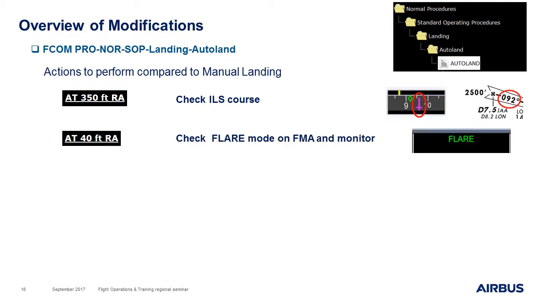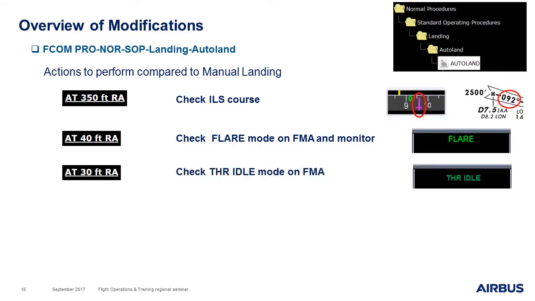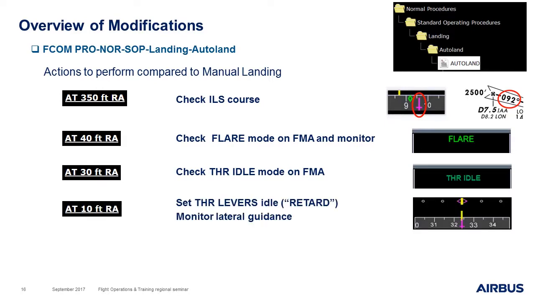At 40 feet radio altimeter, you have to check that the flare mode on the FMA is displayed and to monitor the flare. At 30 feet, check that thrust idle mode is displayed on the FMA. At 10 feet radio altimeter, you have to set the thrust levers to idle at the retard auto callout. In this case, the retard auto callout is an order. For the manual landing, it's more a reminder.